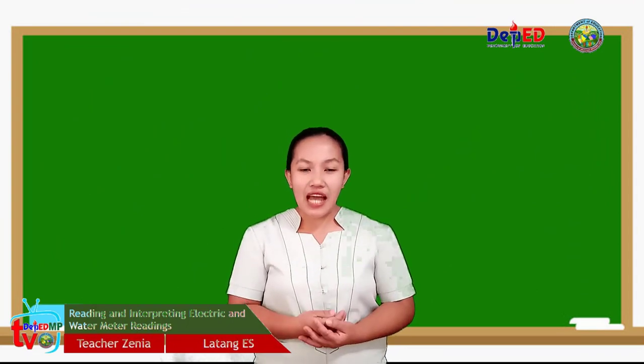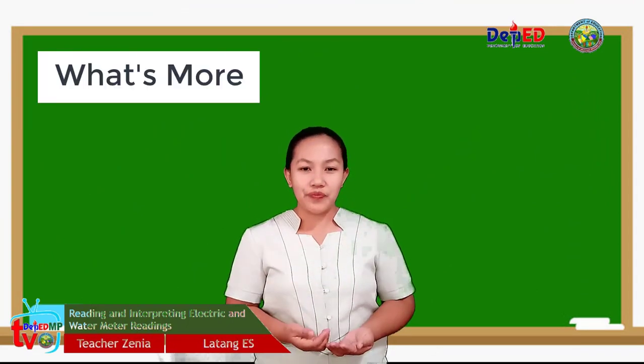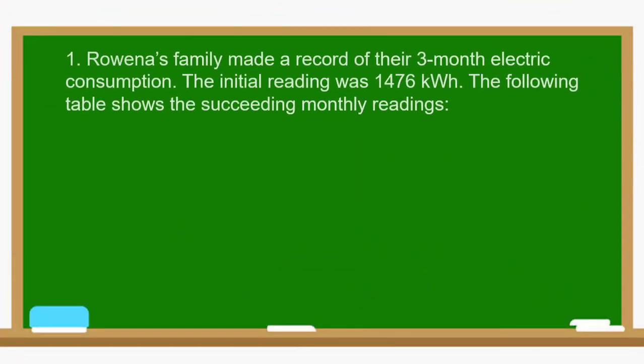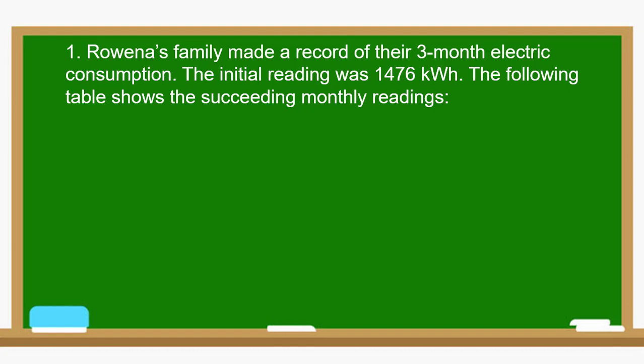This time, let's answer the activities under What's More. Number 1. Rowena's family made a record of their 3-month electric consumption. The initial reading was 1,476 kilowatt-hour. The following table shows the succeeding monthly readings.